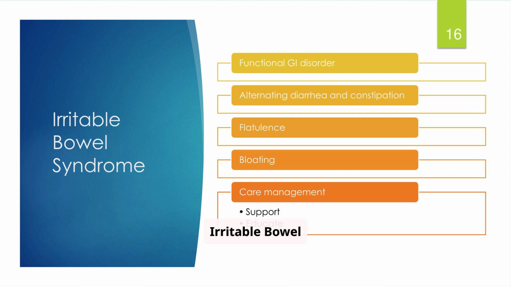Irritable bowel syndrome is classified as a functional gastrointestinal disorder. It is characterized by symptoms such as alternating diarrhea and constipation, flatulence, and bloating. Care management for IBS involves providing support to the patient and educating them about the condition, symptom triggers, and strategies for managing their symptoms. It's more common in teens and young adults.